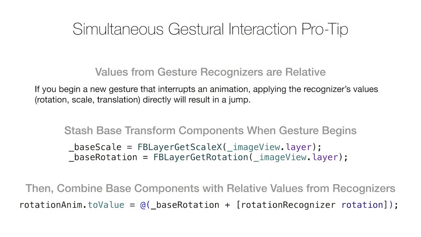And so to work around this, a common strategy that we use is to separate the base values from the relative values by stashing those base transform components when the gesture begins. And so you stash things like the rotation, the scale, maybe even the translation. And then, when the gesture updates, you combine the base values with the relative values that you pull from the recognizer. And this yields a value that you can apply directly, is impervious to interruptions to animations, and it works regardless of which gestures in the set of supported gestures are currently active.